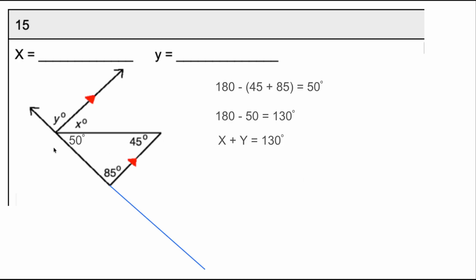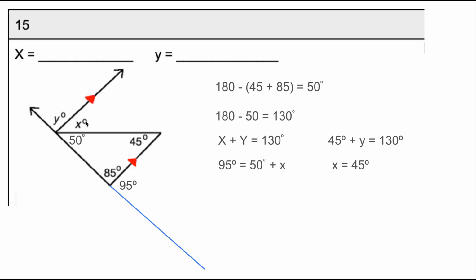Next, I want to extend my transversal just to kind of see that this angle right here would be 95. 85 plus 95 is 180, and this is a linear pair. And I can see that below my parallel line and to the right of my transversal is x plus 50. Over here, 95 is below my parallel line to the right of my transversal, so I know x plus 50 must equal 95. And so therefore, x is 45 degrees.